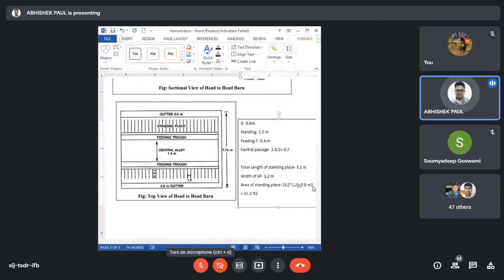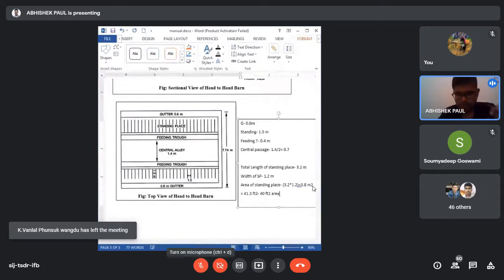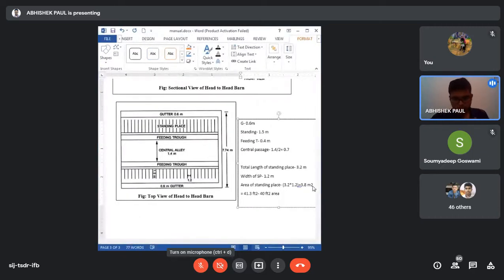So yesterday I said for each individual cow you need 40 feet square area. Whether it is clear to you or not? By constructing the house for individual cow, the space requirement is 40 feet square. Okay, how it is coming 40 feet square? Now it is clear.